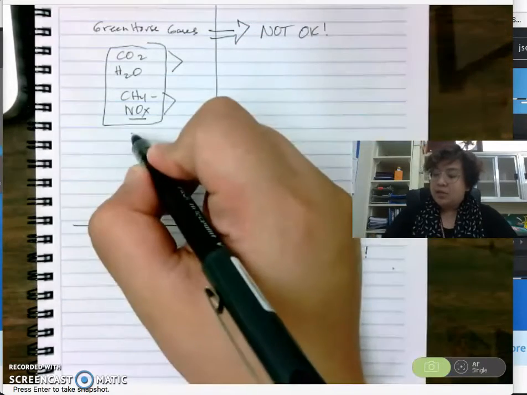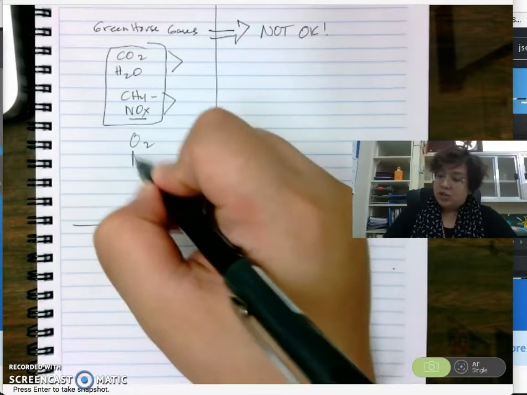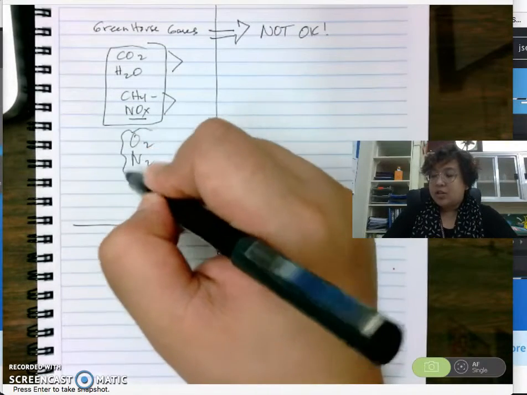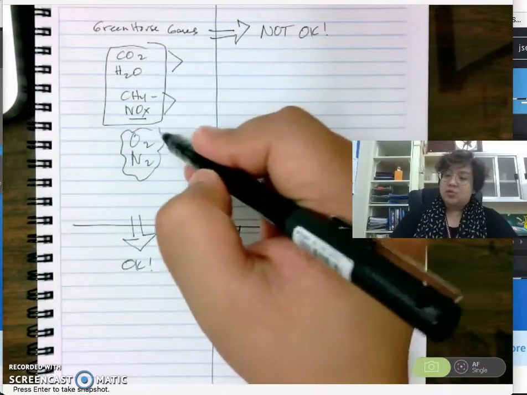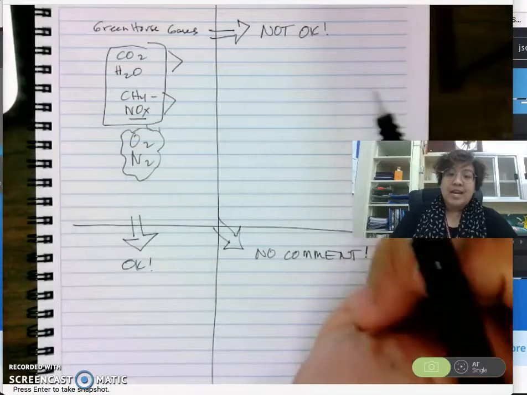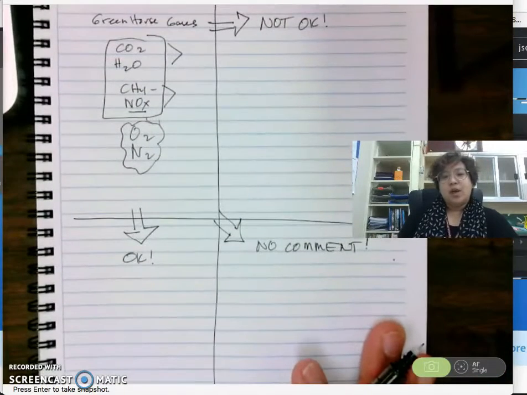And let me just mention that oxygen and nitrogen in the atmosphere are not considered greenhouse gases because they are too small to absorb radiation from the sun. Alright, so let's talk about why it is okay. Why are greenhouse gases okay?